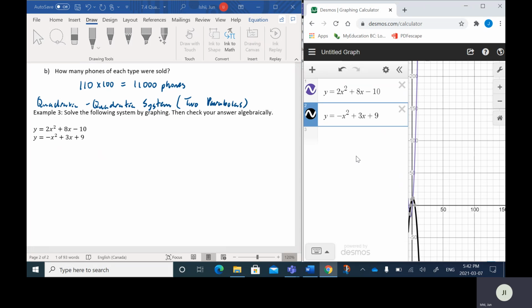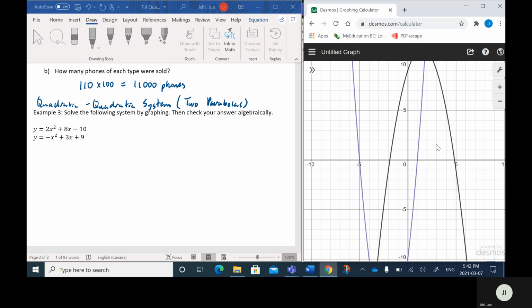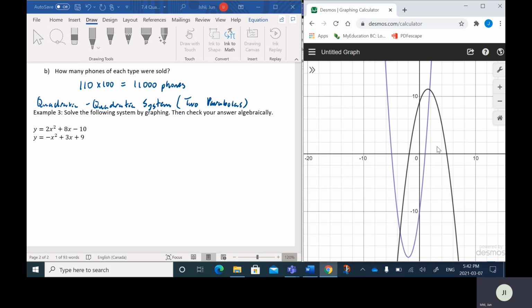Paste. All right, so obviously I'm going to have to fix this. So I'm going to hit the home button here. It just goes back to the default. And actually, yes, the default here looks like it does a pretty good job of showing the two parabolas.